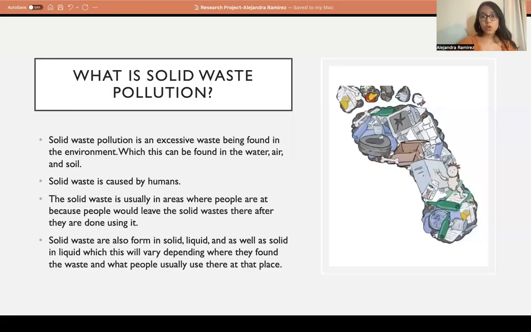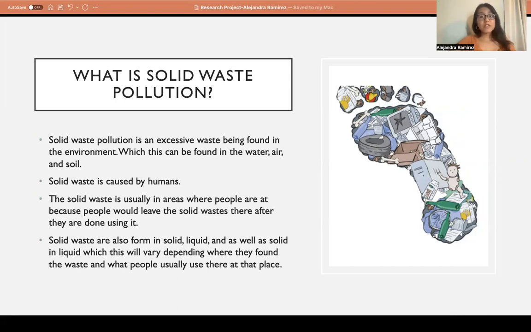So what is solid waste pollution? Solid waste pollution is basically when there's an excessive amount of waste in our land, in the air, in the soil, and in the water, and it's just too much, which will eventually cause a lot of negative effects. The reason why this is happening is because of humans. Based on where people live, people usually start using things, and this causes them to not throw them away somewhere properly.